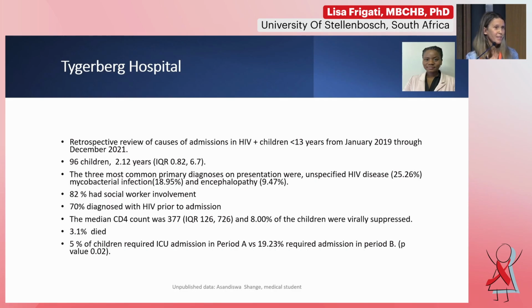Closer to home, this is data from an amazing medical student. She's a fifth year medical student, where we were trying to look at causes of hospital mortality in children with HIV in our wards pre and post COVID. But what I want you to notice is that 70% of these children had already had an HIV diagnosis prior to admission. 80% had to have social work involvement. Only 8% of children were suppressed. Many children needed ICU admissions, more of them in the post-COVID period than in the pre-COVID period.